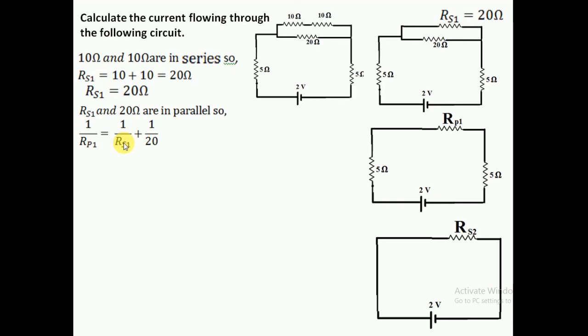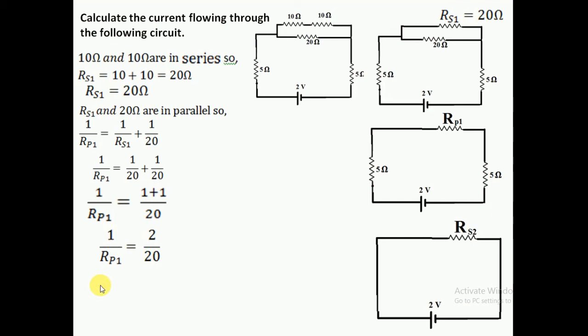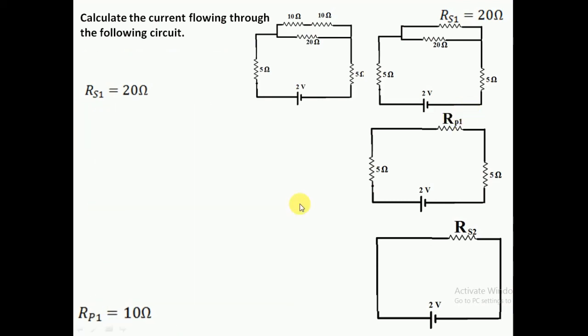So this is the formula for parallel combination. So I'll put the value of rs1, which is 20. So 1 by rp1 is 1 by 20 plus 1 by 20, that is LCM is 20. So this is 1 plus 1 by 20, and this is 2 by 20. So I've got 1 by rp1, but I need to find rp1, so I'll reciprocate. So rp1 by 1 is equal to 20 by 2, so I've reciprocated both the sides. If you divide 20 by 2, you'll get rp1 is equal to 10 ohm. So I've got the value of rp1 also, so I'll write rp1 out here in the circuit.